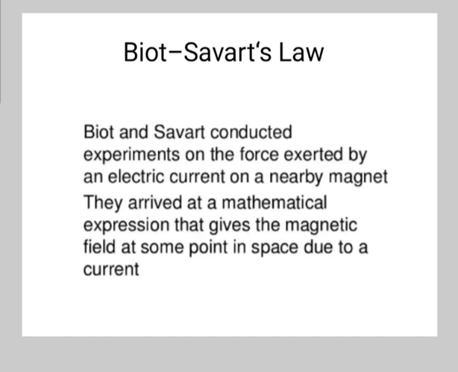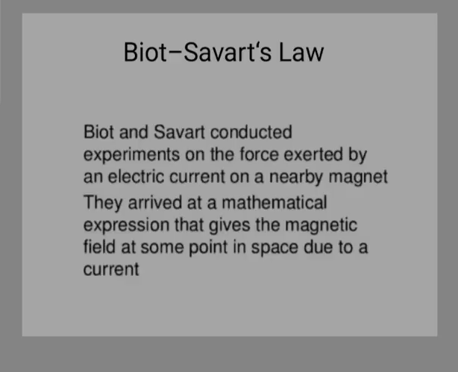Biot and Savart conducted an experiment on the force exerted by an electric current on a nearby magnet, and they arrived at a mathematical expression which gives the magnetic field at some point in space due to the current.